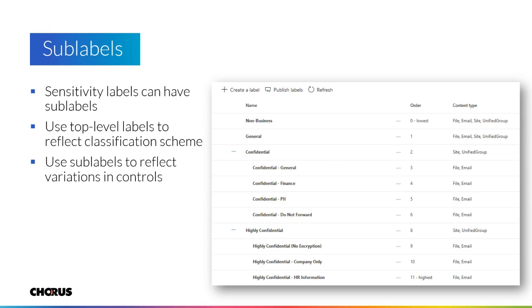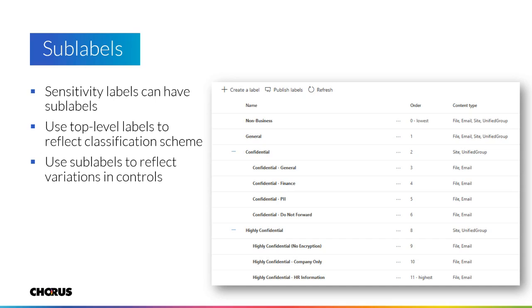Couple of specific details to look at. The first one is that sensitivity labels can have sublabels, and the way we typically use these is our top level labels will reflect our classification scheme, so our basic sensitivity level. So in this case, it's non-business, general, confidential, highly confidential, nice and straightforward. We use the sublabels to reflect variations in control.